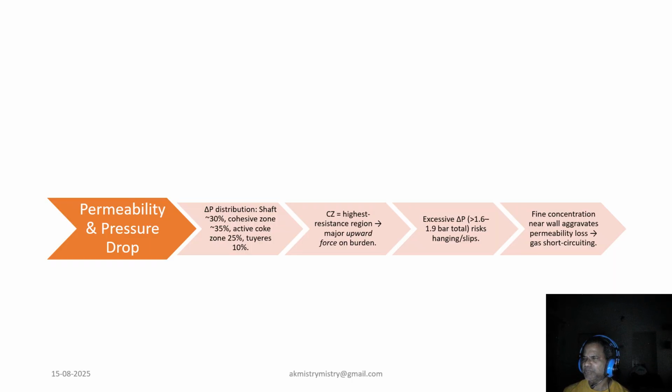Above the cohesive zone, the ore burden is permeable, but within the zone, it becomes a gas barrier. Gas must then pass through the coke slits, which make up only about 20% of the resistance above melting, while ore layers contribute around 80%. So this we have to keep in memory all the time.